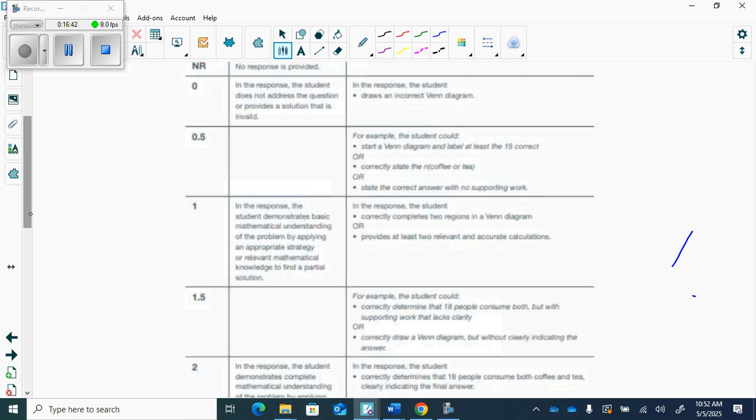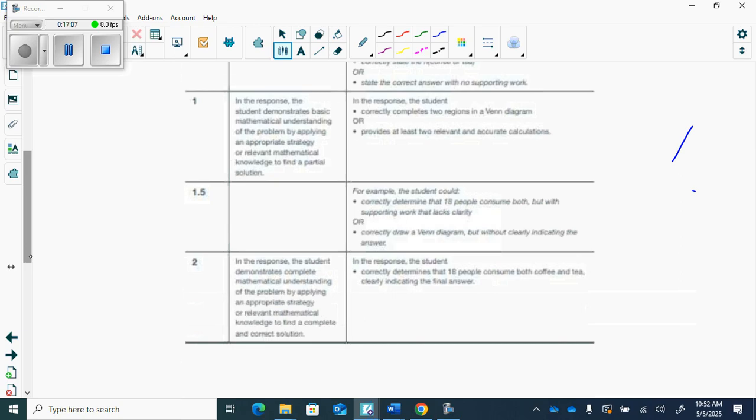That's not right. You correctly state n, coffee or tea. Okay? So you find out the coffee or tea amount in the middle. Or you find the total. You state the correct answer with no supporting work. Oh my gosh, they actually gave a 0.5 on this one. They never do. Must have been done pretty poorly. They gave 0.5 for that. All right.